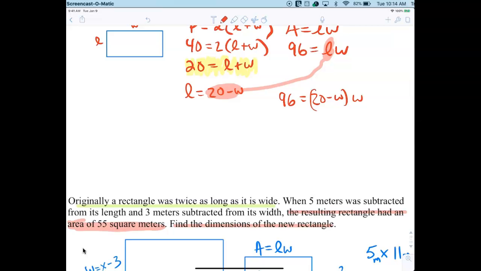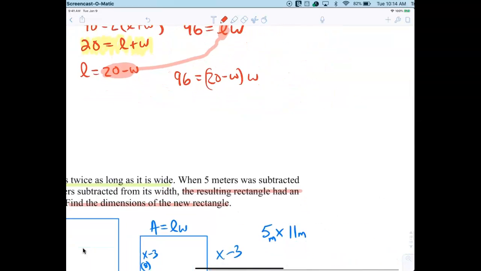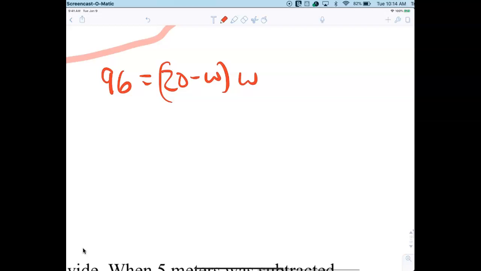Now we need to distribute the W. So if I distribute the W now, I have 96 is equal to 20W minus W squared. Does everybody agree that's quadratic? We got to set the quadratic equal to 0. So now I'm going to move the negative W squared over. When I move the negative W squared, it's going to become positive W squared.